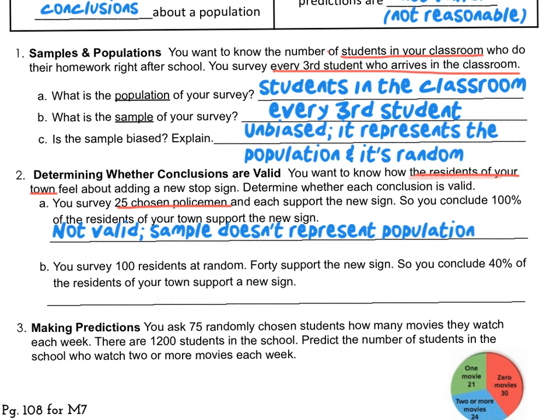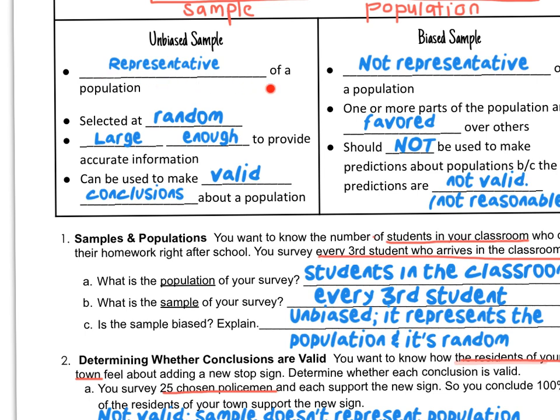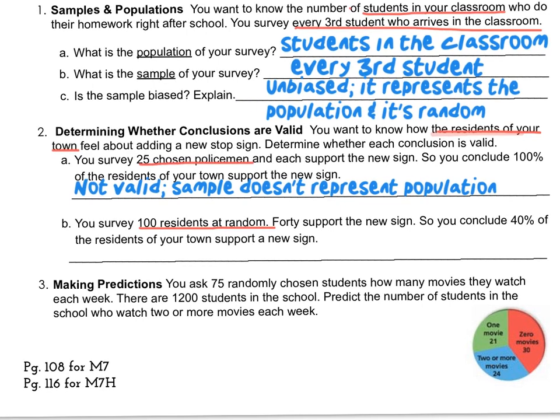Okay. So let's underline the sample here. The sample that we're looking at on our survey is the 100 residents at random. Now let's see if that's an unbiased sample. Let's look up. Is that sample representative of the population? Yes, it is, because we're only surveying residents. The second bullet, is it selected at random? Yes, it is. It states at random. Is it large enough to provide accurate information? Yes, it is. So we're going to stop there and say, yes, it's valid because it does represent our population and it is random.